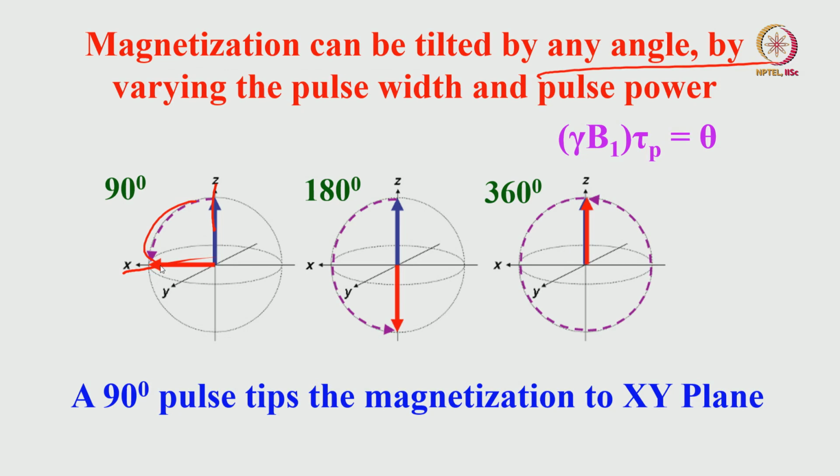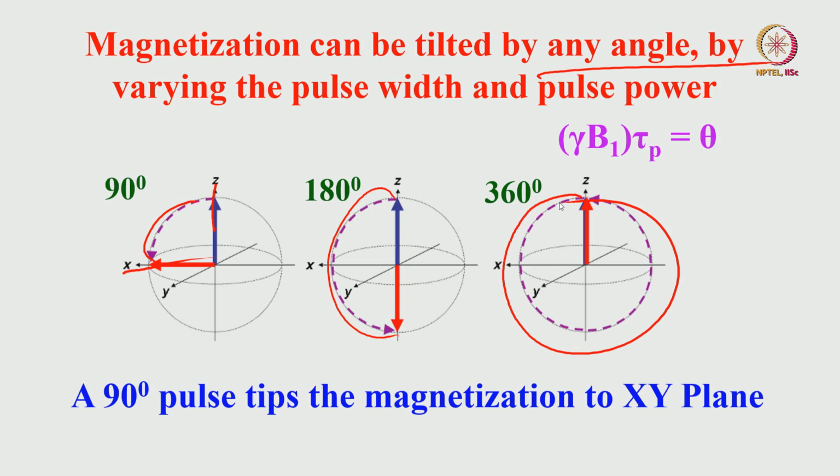it to here. Apply a 180 pulse, I bring it here. Apply a 360 pulse, I take it like this and take it back to the z axis. So depending upon the pulse you are going to apply. Always all the three are orthogonal to each other. Remember, x, y and z, all the three are orthogonal to each other.